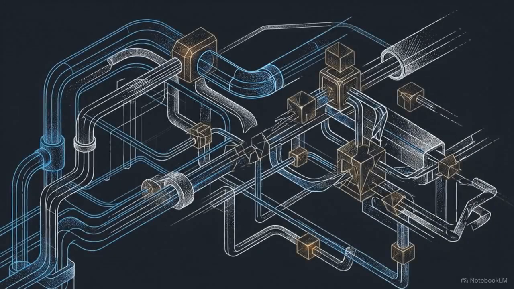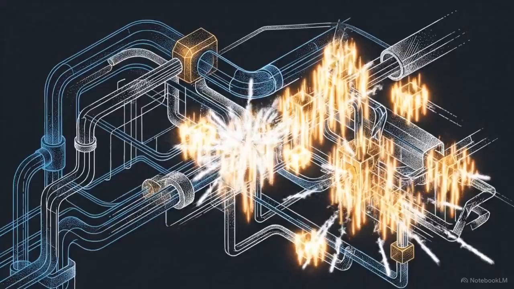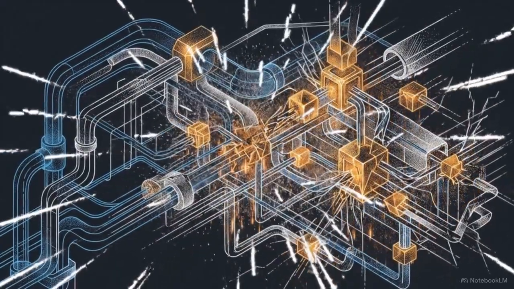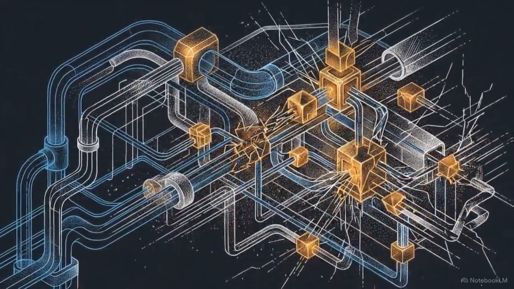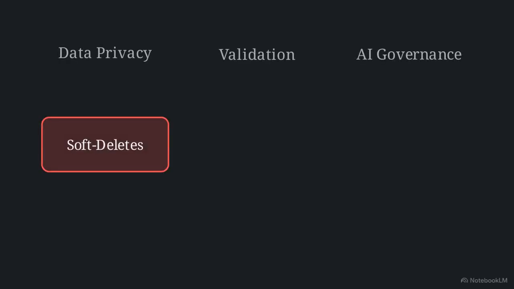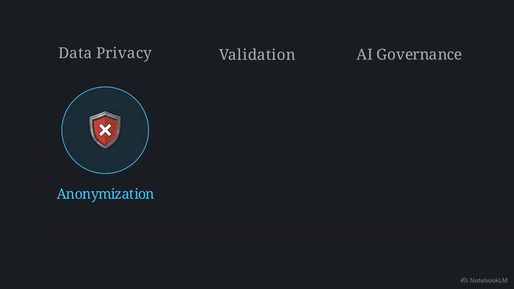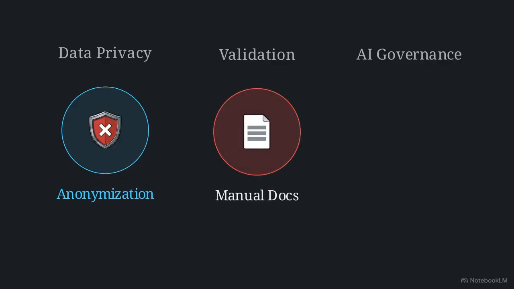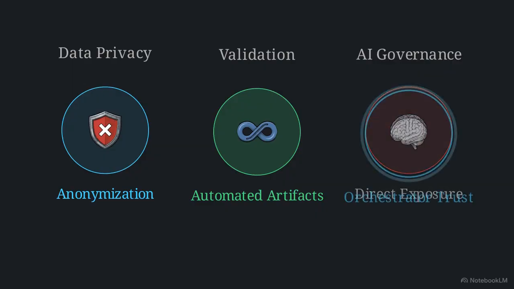Regulation does not break well-architected systems. It shatters systems built on the naive assumption that the regulation would never arrive. Surviving strict compliance mandates requires orchestrated anonymization over Boolean soft deletes, automated pipeline artifacts over manual documentation, and Orchestrator trust surfaces over direct model exposure.